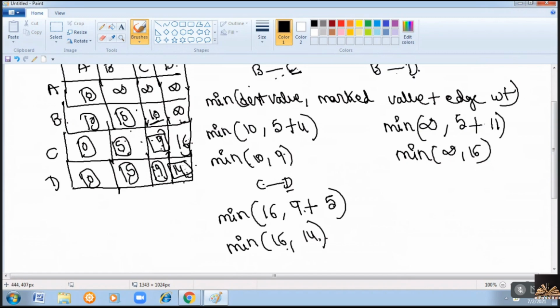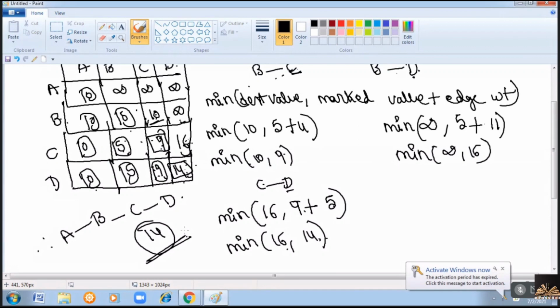Clear? So 14 means it is D. Therefore, what is the shortest path? After A, you have to reach B. After B, you have to reach C. After C, you have to reach D with a distance of 14. Is it clear? Is it clear for you all?